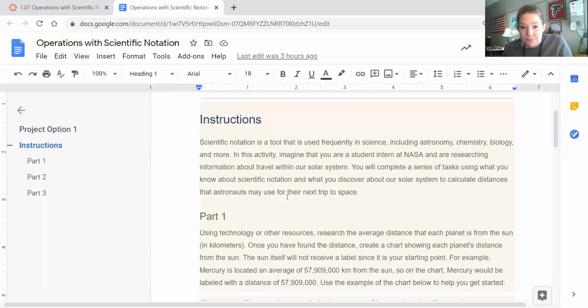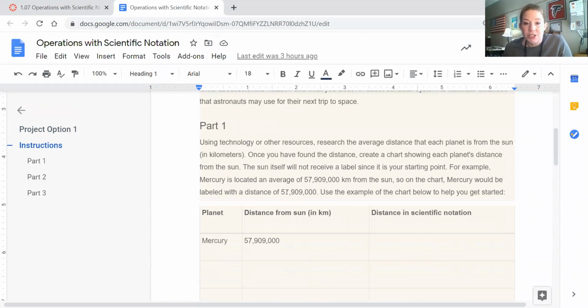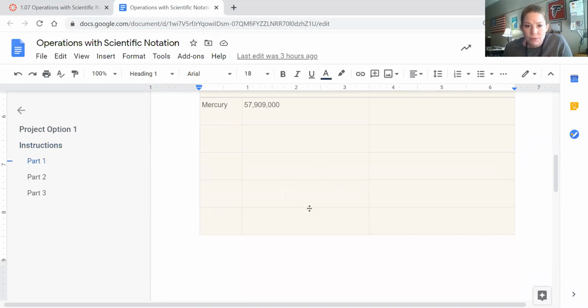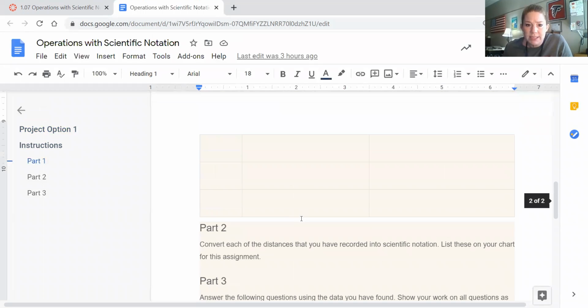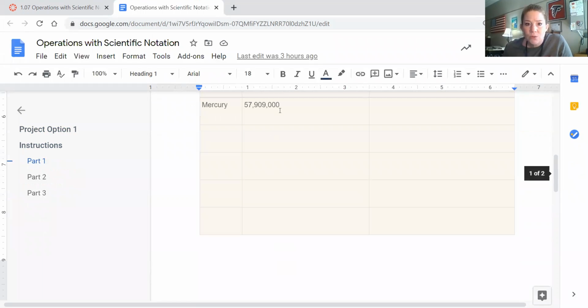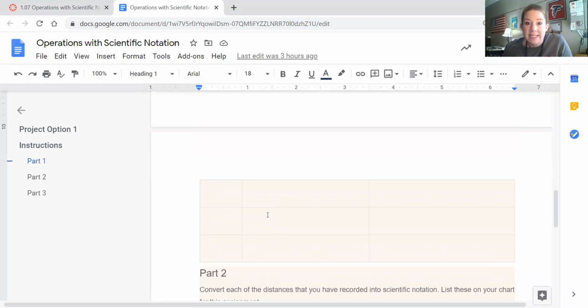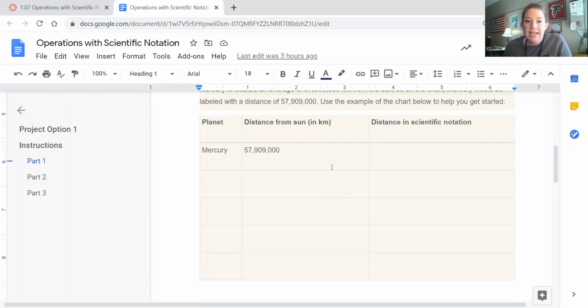Read the directions. Part 1, it says using technology or other resources, research the average distance that each of our planets, each one of them, all of them, all right? So are we going to count Pluto? Let's see how many lines they gave you. 1, 2, 3, 4, 5, 6, 7, 8. Yes, little Pluto was not left off. So little Pluto has been categorized as a dwarf planet, but still, don't leave Pluto off. So you're going to do all 8 planets.